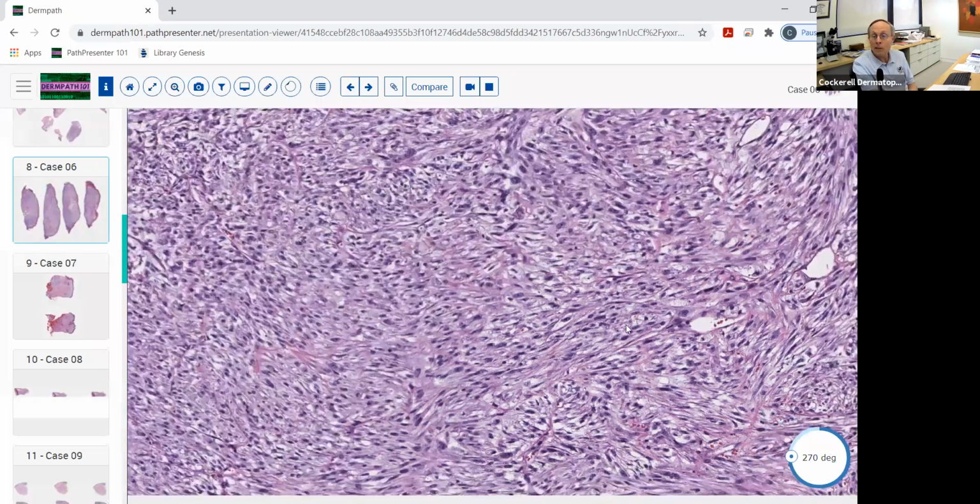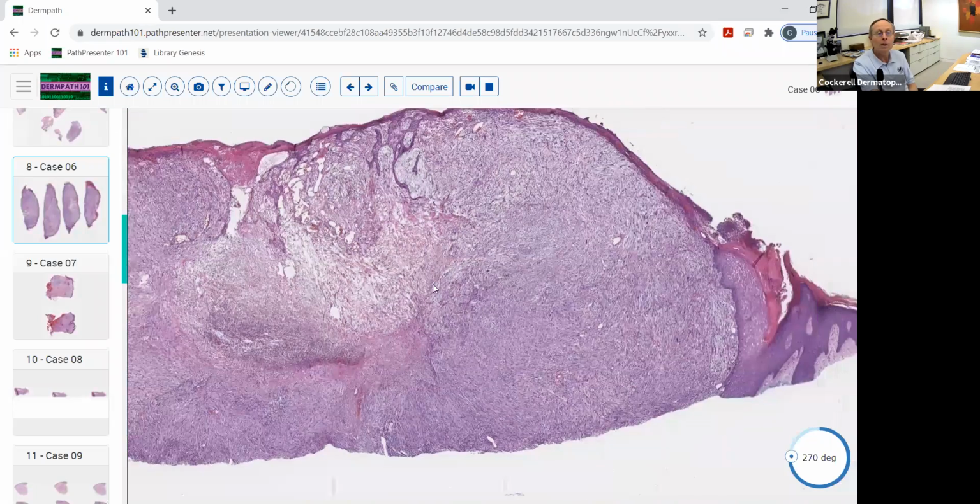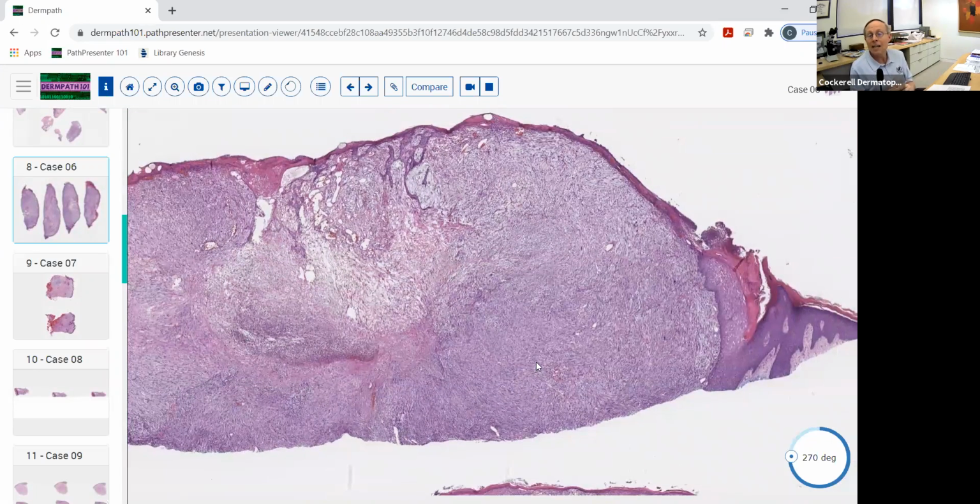Now, there are some other variants of atypical fibroxanthoma. There's one that can give you a lot of osteoclast-like giant cells. There's one that can give you a lot of foamy cytoplasm. It can look like a xanthoma. There's some that can give you a clear cell type. So there's about 5 or 6 different subtypes of atypical fibroxanthoma.